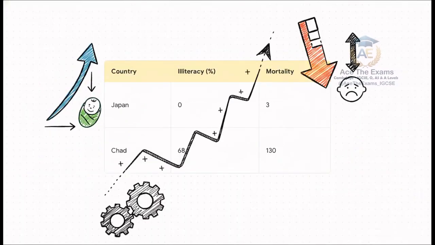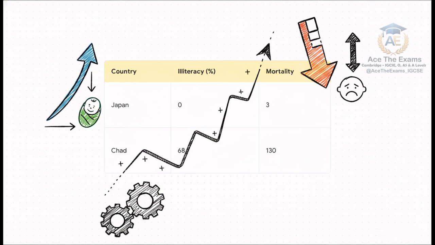For this first investigation, we've actually pulled data straight from the United Nations Statistical Database, so we can ask some really big macro-level questions. We're looking at a pretty stark comparison between two very different nations, Japan and Chad. We're specifically comparing the adult illiteracy rate against the infant mortality rate per 1,000 births.